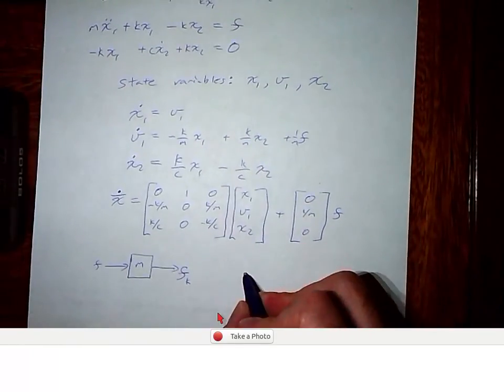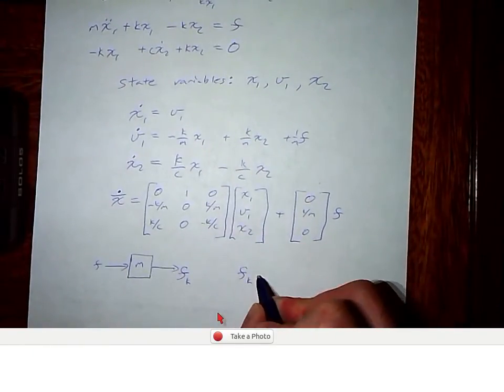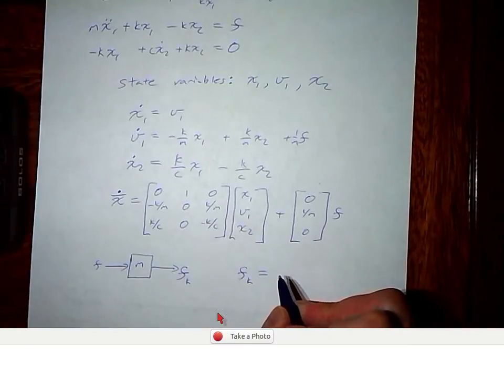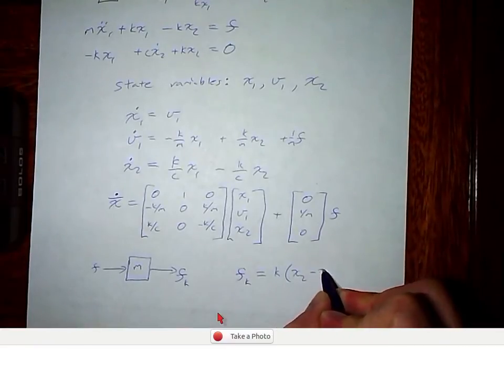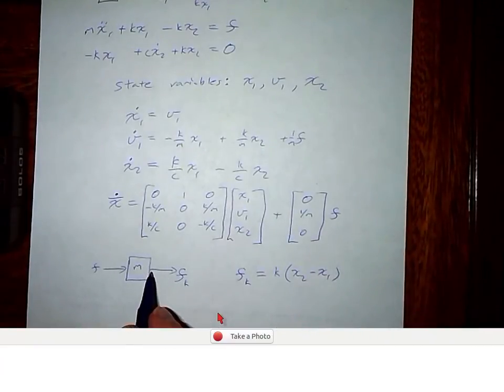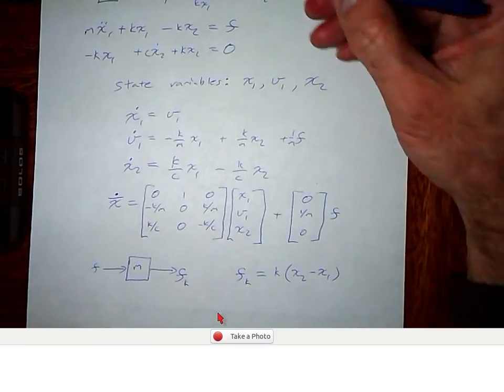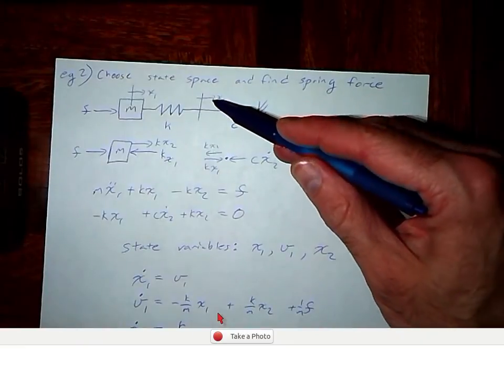So F of k is equal to k times x2 minus x1. So if shown in this direction, that force is going to be the spring constant times the difference between x2 and x1.